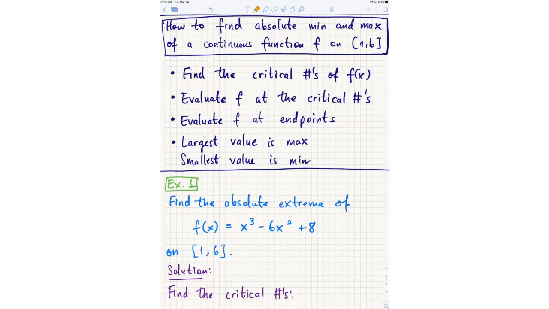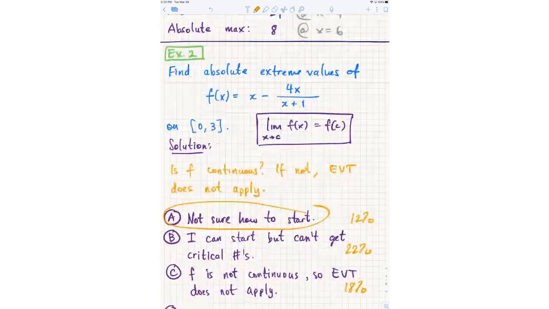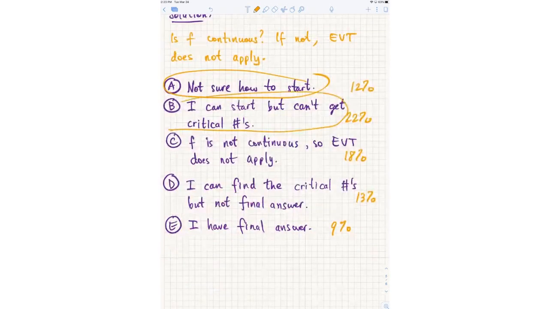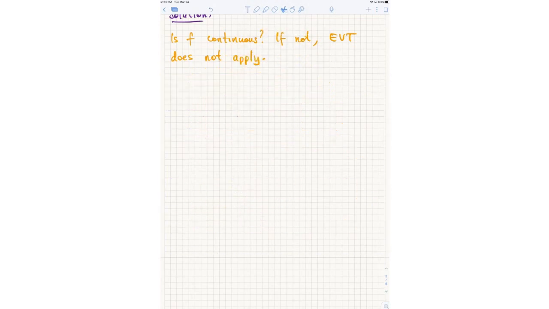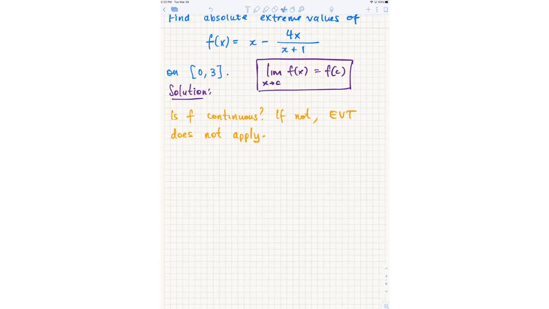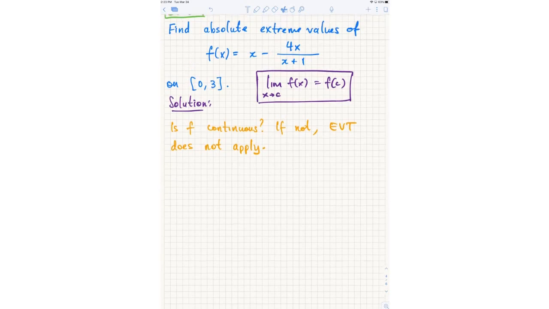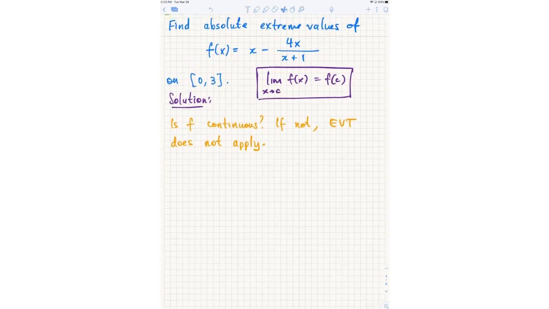Now, for the students who actually said choice B, I can start but can't get the critical numbers, I'm guessing that you knew how to start, but the algebra was messing you up with the equation f prime equals 0. So we'll do the algebra a little bit slowly. Okay, so first of all, is f continuous? Let's answer that question. Was the whole thing actually one big trick? Did I really give you 6 minutes just for you to figure out that the function was discontinuous and then you just sat there for 6 minutes because you can't do it?